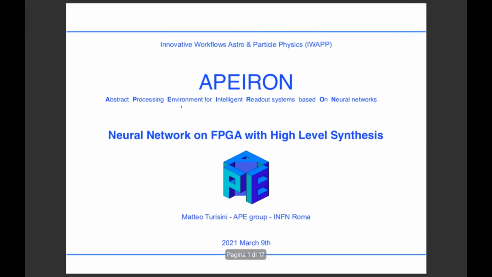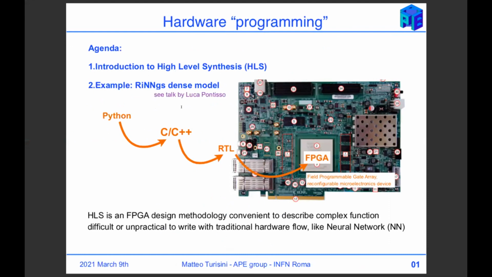Here we go. So thank you for the introduction about the ambitious project Apeiron. Now we're going to see a small fraction of it. We will focus on the FPGA part. I will give you two elements. One is an introduction to HLS, and the second is an example of implementing the dense model for the RICH detector that Luca just introduced.